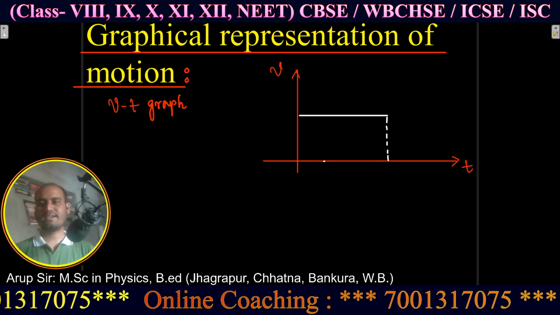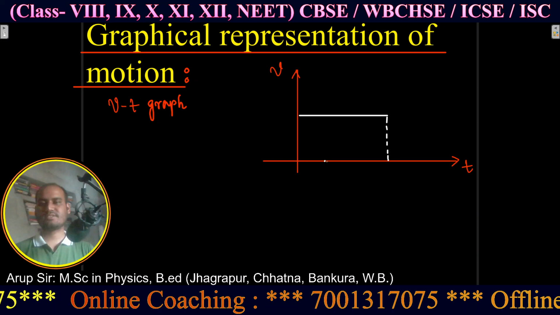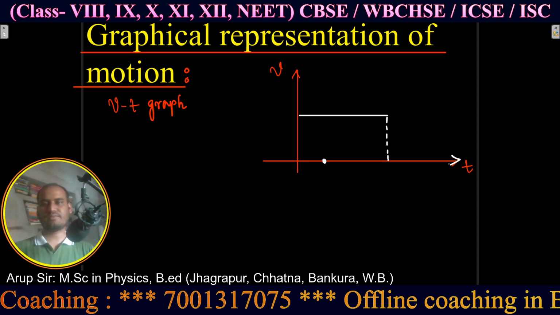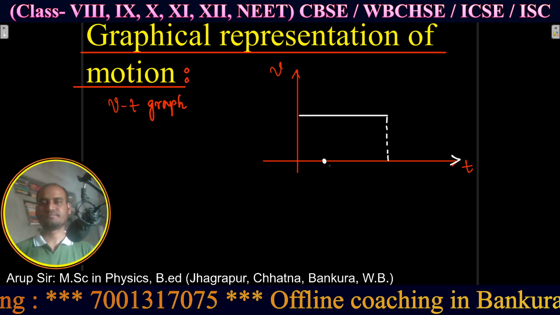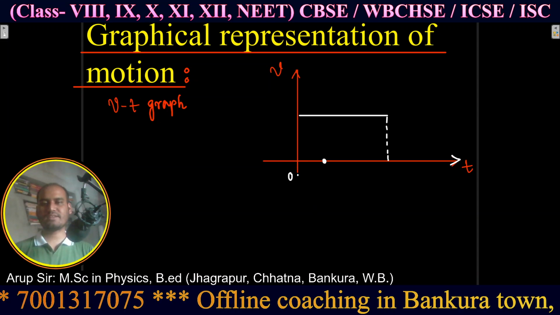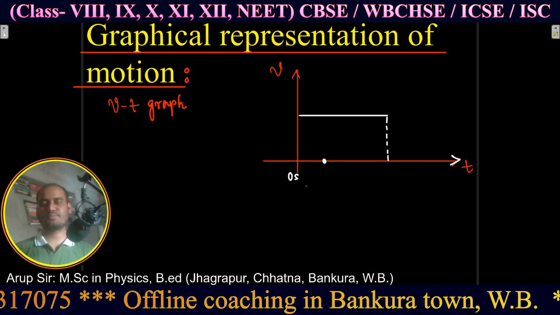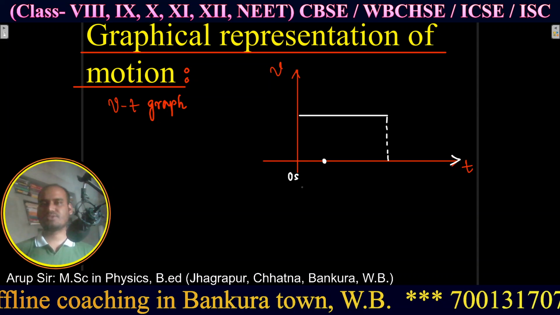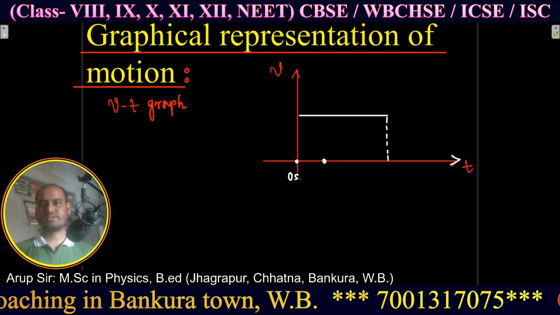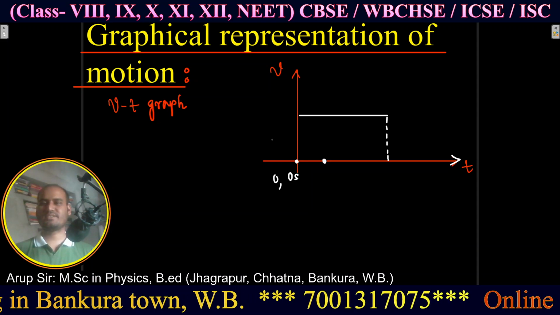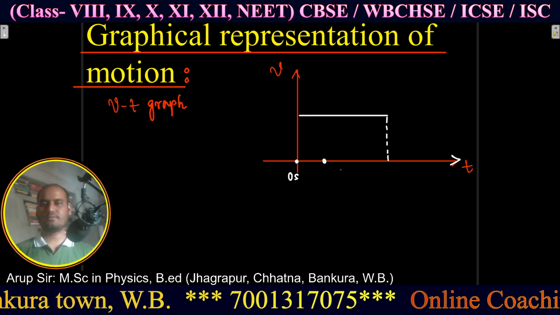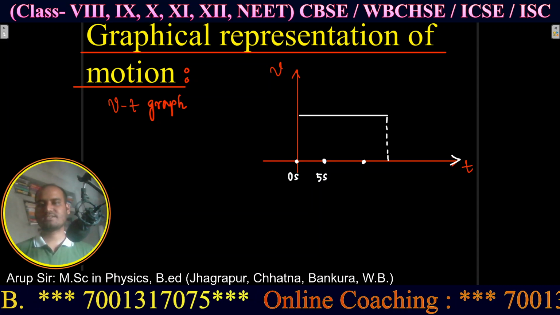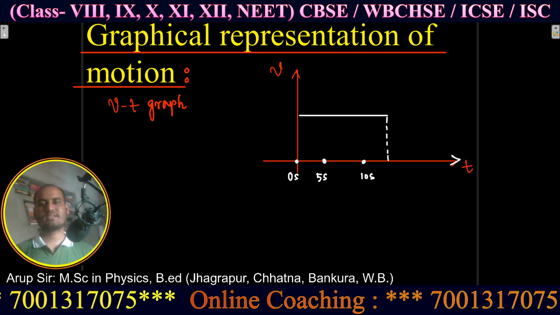See, if I consider this a particular instant, because it is the time axis, along the x axis is our time axis. Let's suppose it is starting from 0 second. It is the origin point 0, 0, where time is 0 and at this point velocity is also 0. This is why it's known as origin. Now at a certain instant, let us suppose it is 5 second and it is 10 second.